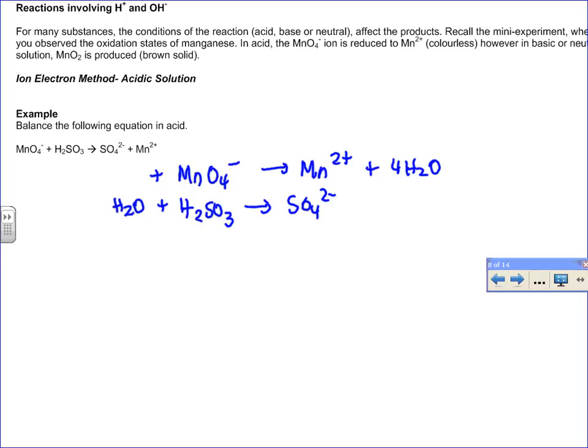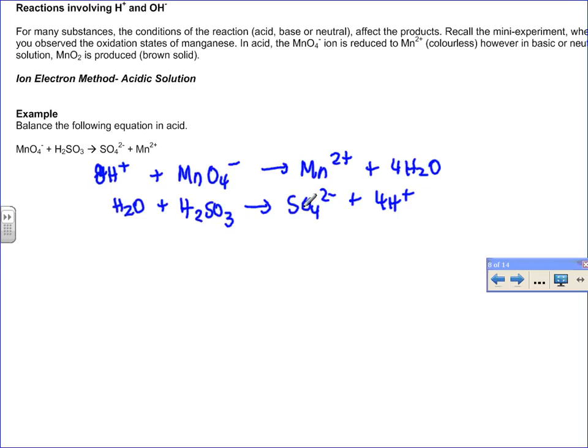The next thing that I'm going to do is balance the hydrogens by adding H+. So I'm balancing an acid here. In the first reaction, I need to add 4H+ to balance the hydrogens. Actually, sorry, 8H+. I've got 8 hydrogens on that side. And on the second reaction, I need to add 4H+.